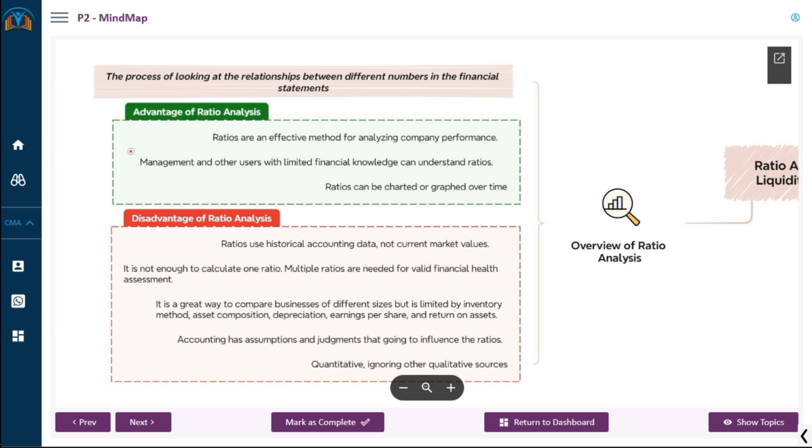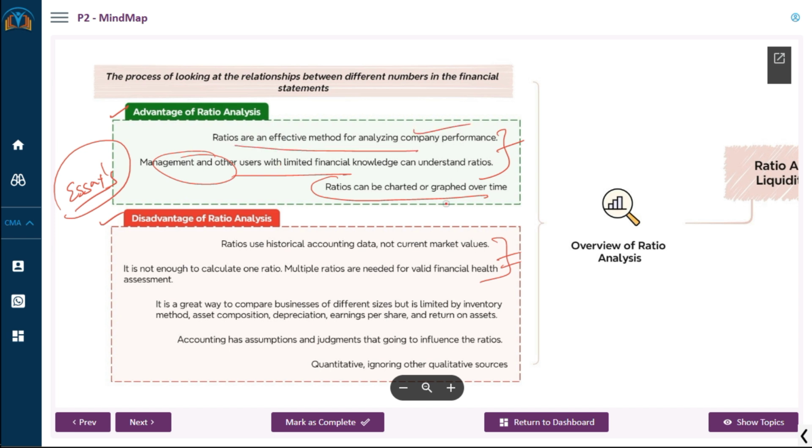The advantages and disadvantages of ratio analysis are asked in the essay section of your CMA examination. What they will say is, point out two advantages of ratio analysis, or two disadvantages of ratio analysis. So you can easily remember the advantages. Ratios can be charted or graphed. With limited knowledge, the management can understand. Ratios are an effective method of analyzing the company's performance.